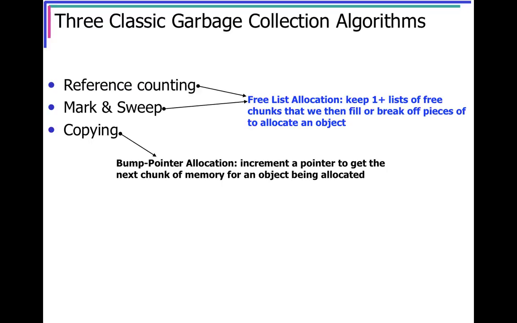In this lecture, we're going to continue on with the last of our three classic garbage collection algorithms, the copy collector. As we investigated last time, there are two types of allocators. The one we talked about last time was free list allocation, where we keep one or more lists of the free chunks in our process address space in the heap that we break pieces off from to allocate objects from. The copy collector is very different. It has an allocator called the bump pointer allocator. We're going to simply increment a pointer to get the next chunk of memory that we need for an object.